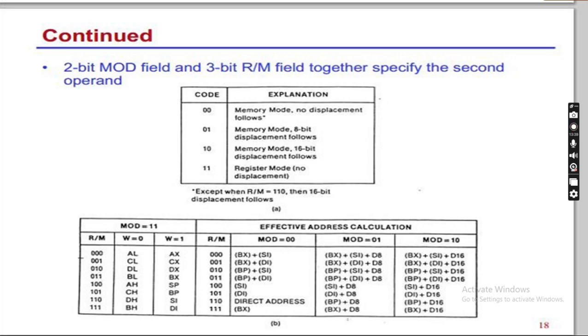Next. So when mod is equal to 11, we have seen this one. And coming to r by m, the 2-bit mod field and 3-bit r by m field together specify the second operand. So this we have seen. Now when mod is equal to 11, r by m equal to 000 is AL or AX, same as your reg field. If r by m is 000, for mod 00, there is no displacement, fine. It's nothing but BX plus source index.